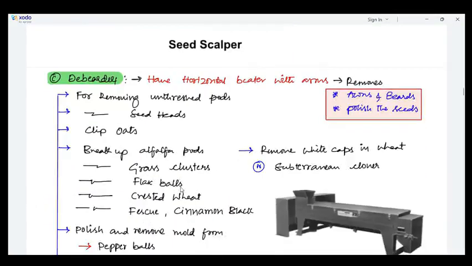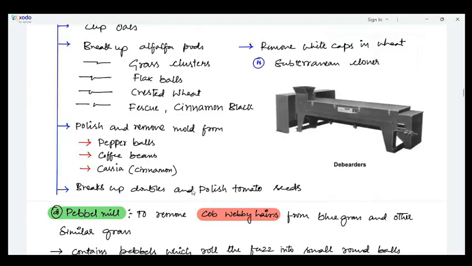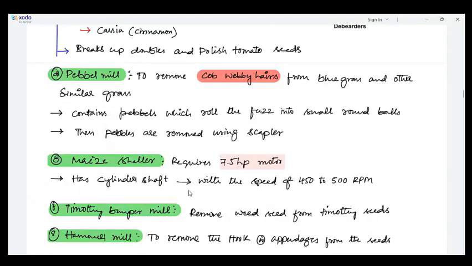So there are other pre-cleaning machines. You just go through them all once. I won't be explaining it. So for the pebble mill, you can expect one question. If you have observed corn, it will have the webby ears when it is harvested. After harvesting, you will definitely see the webby ears on that. So to remove those webby ears, usually the pebble mill is used, and this is for bluegrass and other similar grasses. And this is just an example that in the corn you might see the webby ears that are attached to the seeds or the cob.